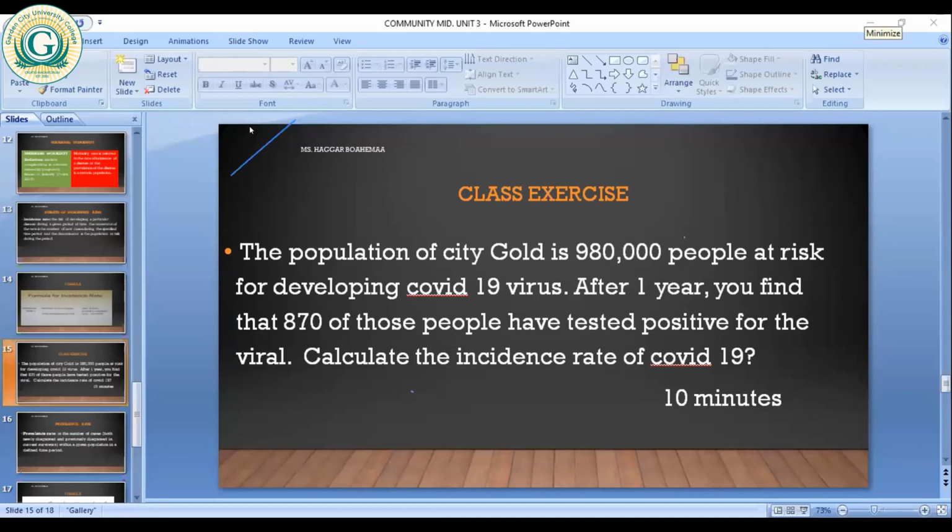I was muted. Okay, so I'm saying that now that we've had people who have tested positive out of the people at risk, we will deduct that 870 from the 980,000 people. No, that is not what I'm talking about. My problem is the way you end your answer. That is my problem.